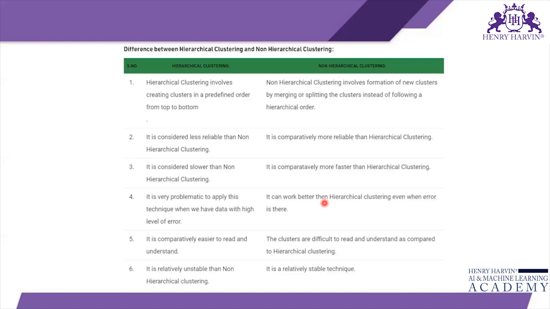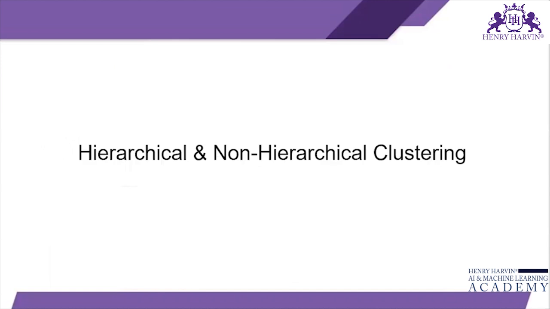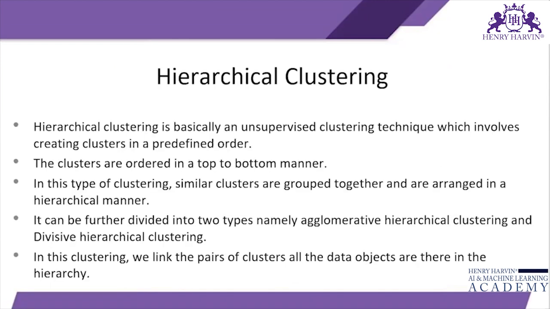So that's all for hierarchical clustering. In this hierarchical and non-hierarchical clustering discussion, we talk first about what hierarchical clustering is, where we make a hierarchy in its backend and do some operations. And there are namely two types of hierarchical clustering: agglomerative hierarchical clustering and divisive hierarchical clustering.